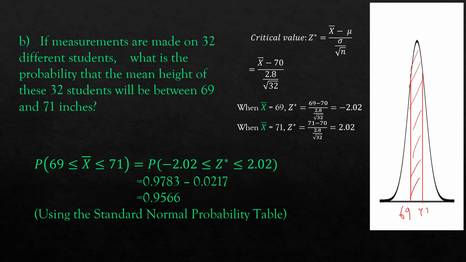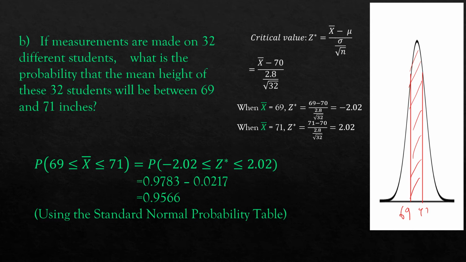Let's take the second part of this question. If measurements are made on 32 different students, so it is not on one student, we have a sample of 32 here. Your n is 32. You're trying to find the probability that the mean height of these students will lie between 69 and 71 inches.